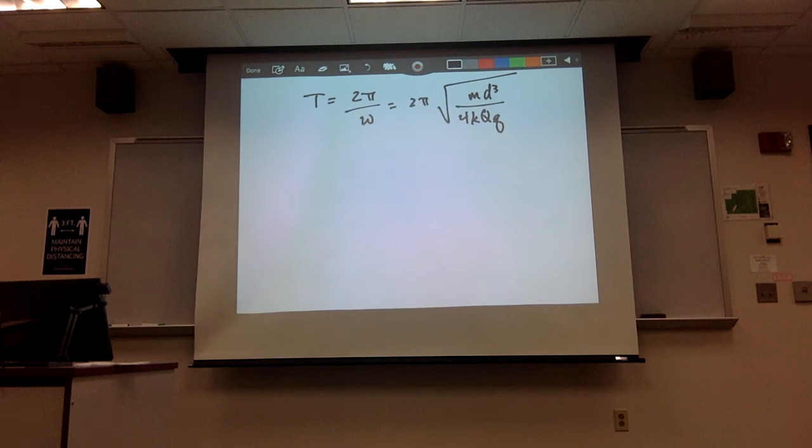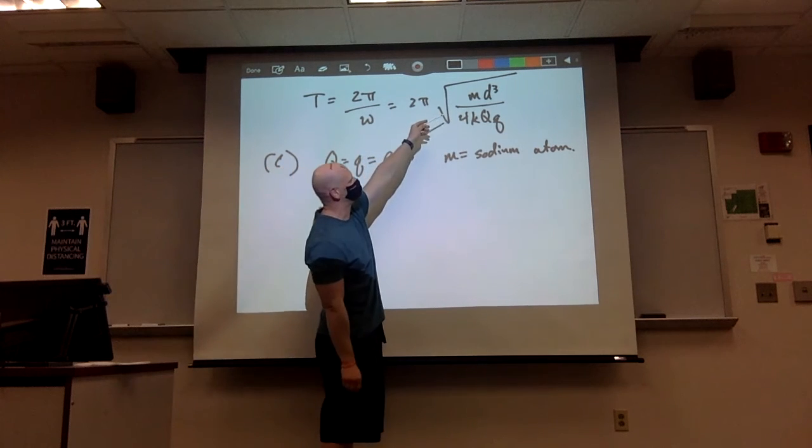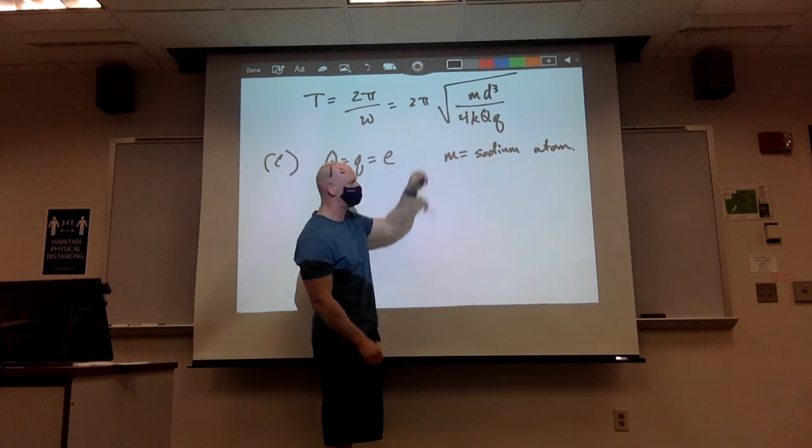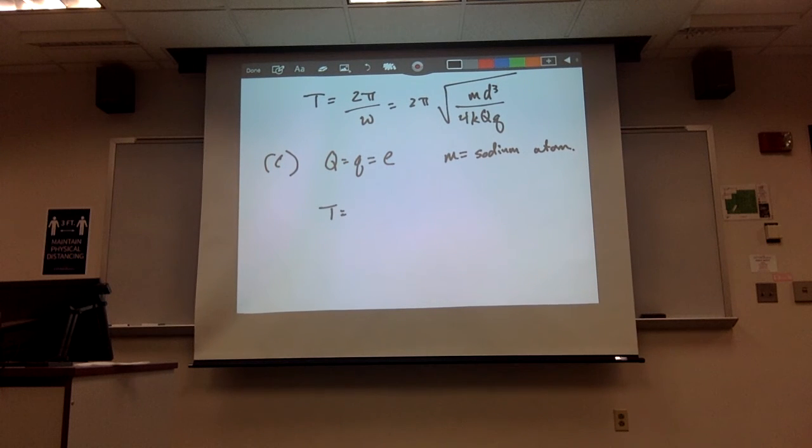So finally, for the last part, technically part C, we then want to take that big Q is equal to little q, which is equal to e. We're going to take that the mass is equal to the sodium atom. Of course, I didn't write that down, but anyways, we're just going to put those numbers in here, where again, d is equal to 3 times 10 to the minus 10, according to our problem. k is just a number, so again, it's 9 times 10 to the 9th. Plug all that in, and in this case, we find that our period works out to be about 0.24 picoseconds.